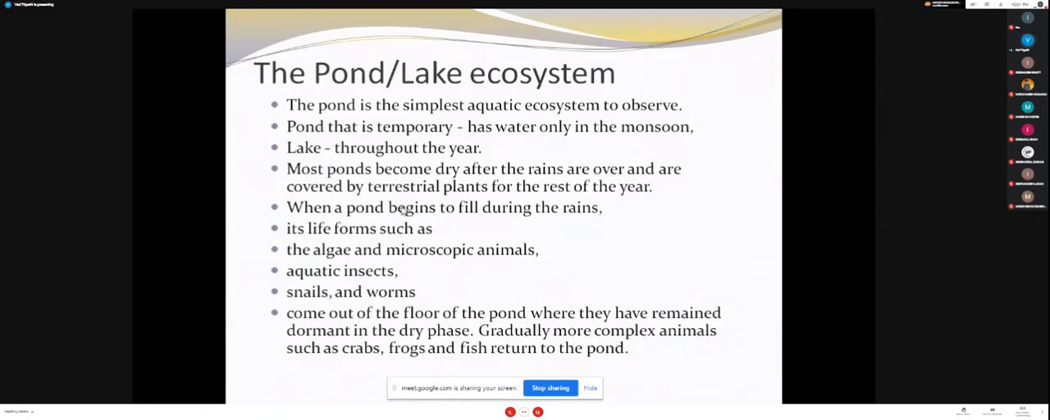Most of the ponds become dry after rains are over, and then they are covered with terrestrial plants for the rest of the year. When a pond begins to fill during the rains, life forms such as algae and other microscopic organisms are found in these ecosystems. And then small aquatic insects, snails, worms come out of the floor of the pond where they have remained dormant for the dry phase. So during the dry phase, these aquatic insects, snails and worms become dormant, and during the monsoon season they come out of the floor of the pond. And then gradually more complex animals are supported by these pond ecosystems, such as crabs, frogs and fishes.